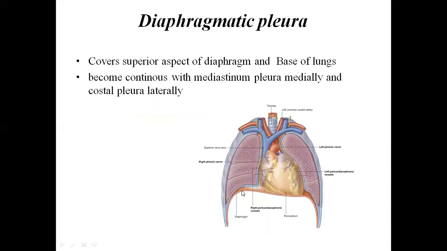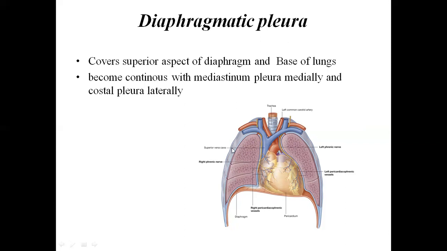Diaphragmatic pleura is the pleura seen on the upper surface of the diaphragm. It covers the superior surface of the diaphragm and the base of the lung. So this is the base of the lung, and this is the apex of the lung. It covers the base of the lung and becomes continuous with the mediastinal pleura medially. As we can see, it forms the mediastinal pleura medially, and laterally it forms the costal pleura.